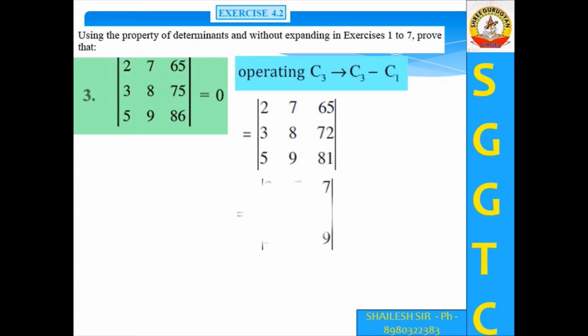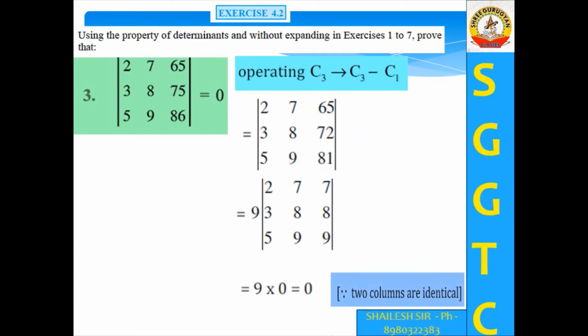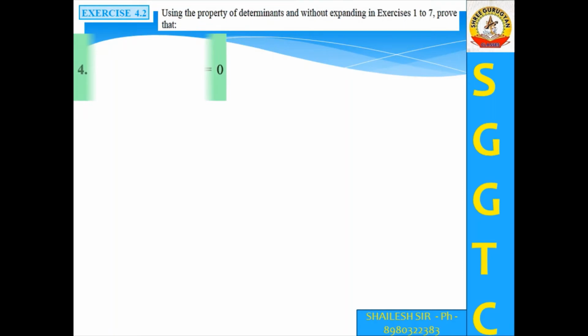Highest number 65, 75, 86. You just think about the highest number first. So second column subtract by the first column. You get 65 minus 2, 72 minus 3 and 80. It is theorem 3.